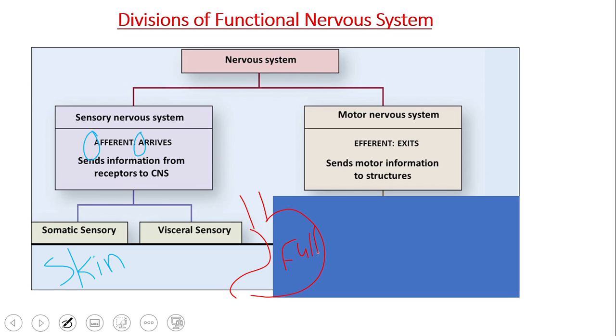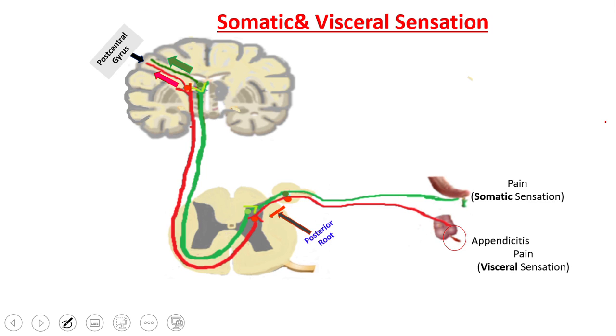The motor nervous system is also called efferent, and here the signal exits the central nervous system to produce an action. Now, the somatic sensation from the skin and visceral sensations from internal organs have exactly the same pathway. So here is a pain sensation coming from the skin and visceral pain coming from the appendix due to inflammation of the appendix, which is appendicitis. Both pain, somatic sensation, and visceral pain go the same pathway.